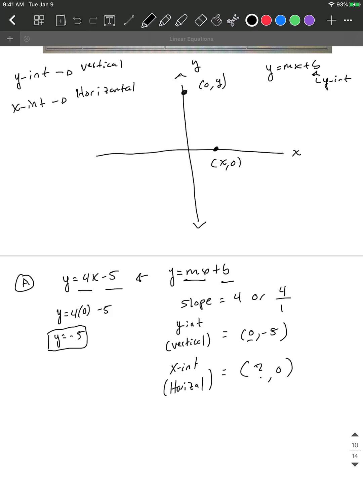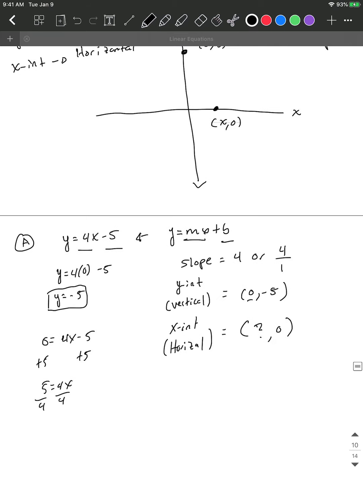Now we put a 0 in as our y and solve for x. So I'm going to say 0 is equal to 4x minus 5. To solve this, I add 5 to both sides. Now we end up with 5/4 is equal to x, meaning our horizontal coordinate point is 5/4.